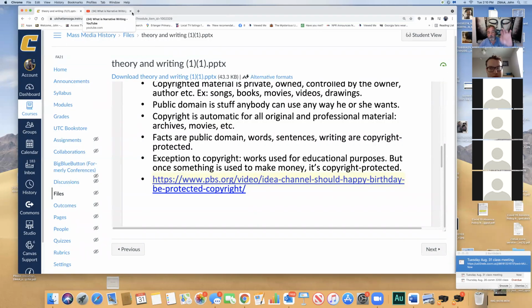Anything that's original and professional is copyrighted. And a lot of people protect their copyrights and you have to ask permission. A lot of people don't. This is why you go to the library and ask. You have to be very careful.